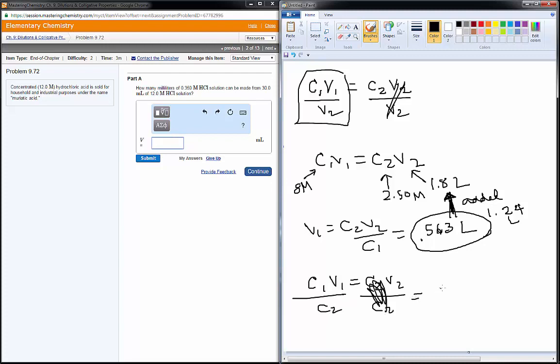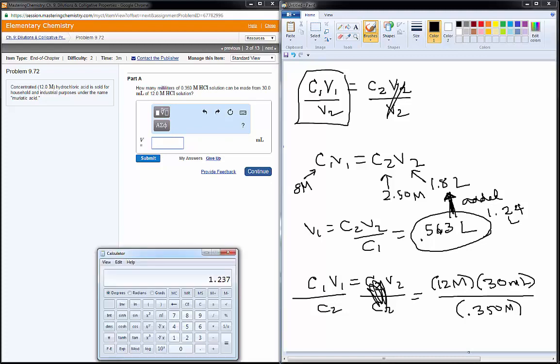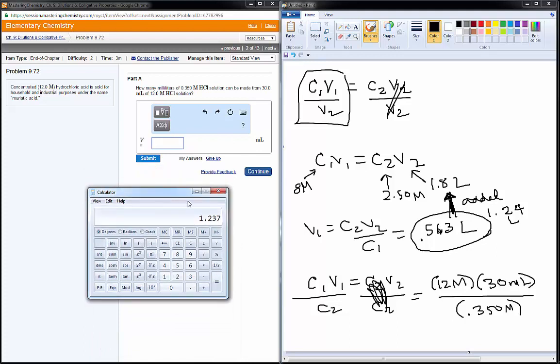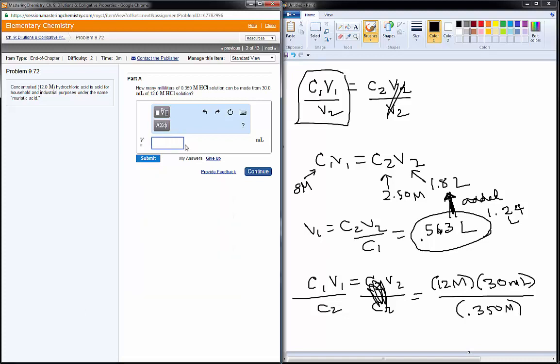So initial concentration, 12 molar. Initial volume, 30 milliliters. Final concentration, 0.350 molar. My molar units cancel out, and you'll see we'll get our answer in milliliters, which is in fact what they're asking for. So 12 molar times 30 milliliters divided by 0.350 molar gives me 1028 or 1030 milliliters.